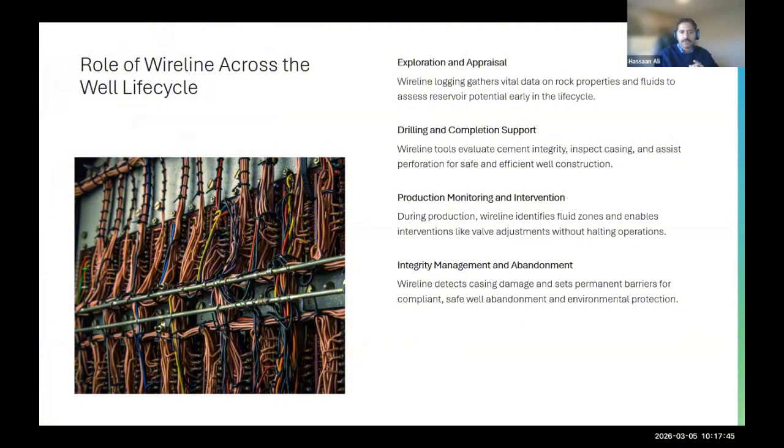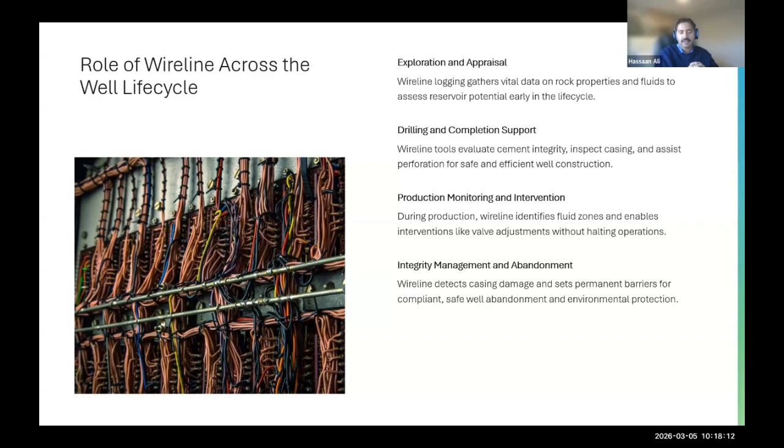Then in the drilling and completion operations, wireline tools evaluate cement integrity, so cement bond log. They inspect casing, they assist in perforations for safe and efficient well construction. And during the production phase, they are used to identify fluid zones, trying to figure out where the water is coming from, where the gas is coming from, in which zone most of the oil is, and making these measurements without halting the operations or killing the well.